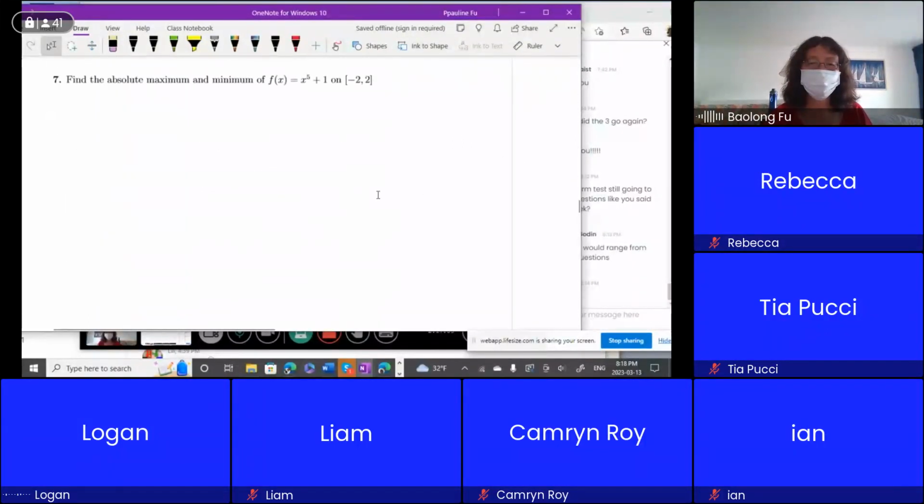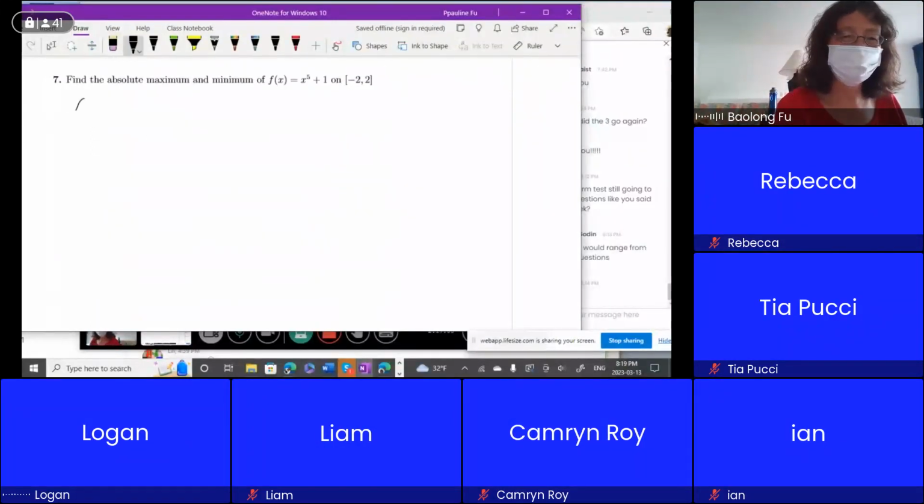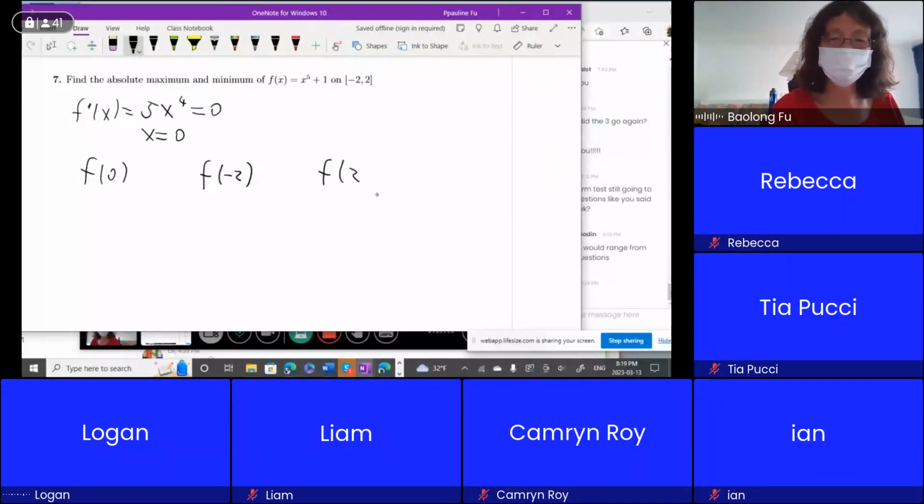Question 7, same question, different function. Find the absolute maximum and minimum. So let's find the first derivative first. 5x^4, this is the first derivative. Let the first derivative equal 0. You get x equal to 0. Next, you need to compute f(0), f(-2), and f(2), because a equals -2, b equals 2.